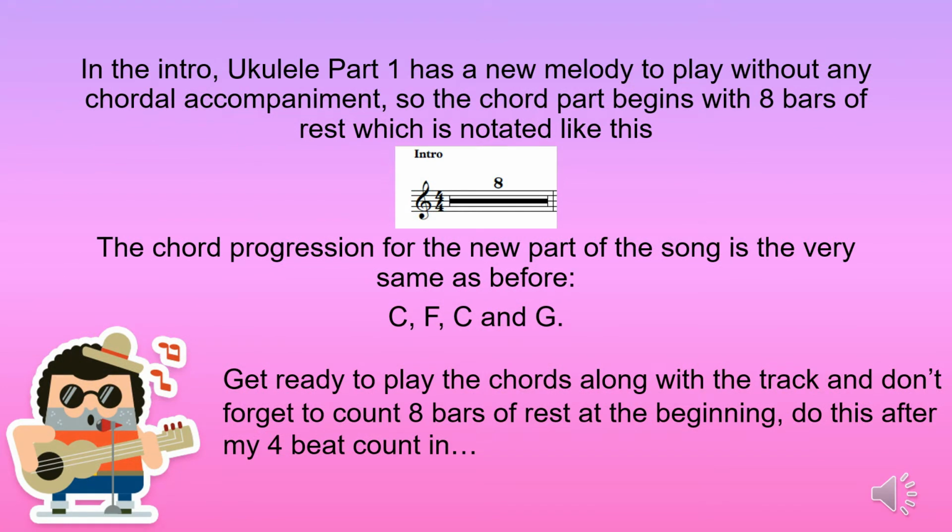In the intro, Ukulele Part 1 has a new melody to play without any chordal accompaniment. So the chord part begins with 8 bars of rest, which is notated like this. The chord progression for the new part of the song is the very same as before: C, F, C and G. Get ready to play the chords along with the track, and don't forget to count 8 bars of rest at the beginning. Do this after my 4-beat count in.